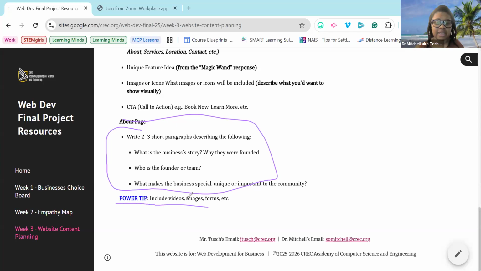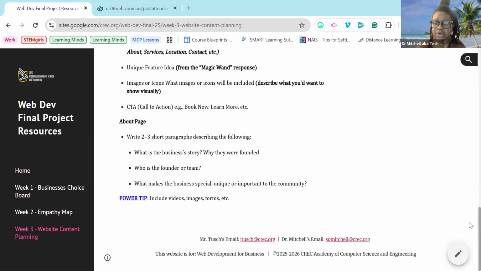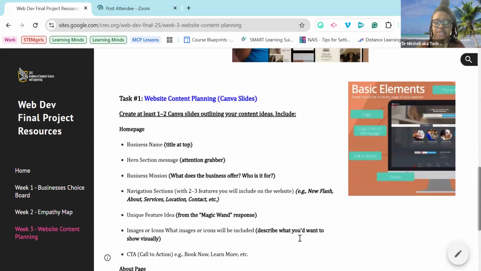Now, a power tip. I want you to be able to include video, images, really think outside the box. And you will find the submission that you need to share in Schoology.